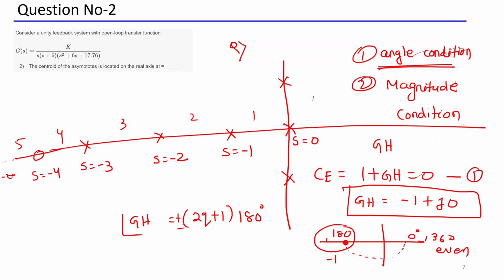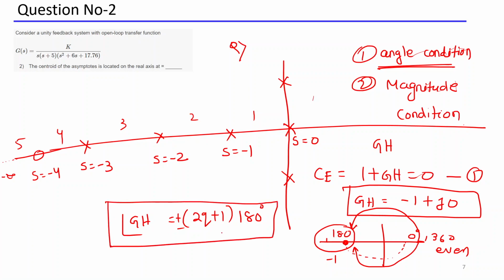I am giving plus or minus: if you are moving on this axis clockwise, you will encounter plus 180. If somebody mistakenly moves anti-clockwise, he will encounter minus 180. So both cases are satisfied. It means when GH equals -1 plus j0, the angle of that transfer function gives odd multiples of 180, and the magnitude of GH is equal to 1. This is called your angle condition, and this is called your magnitude condition.